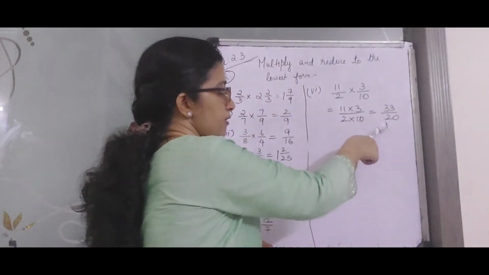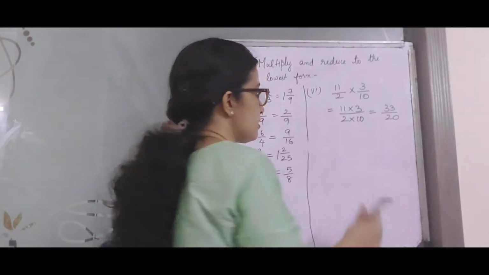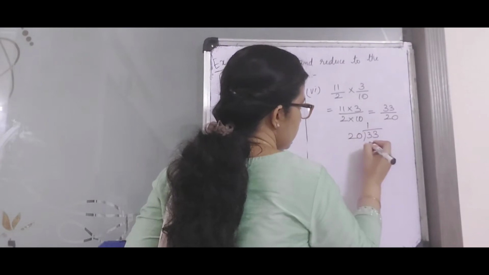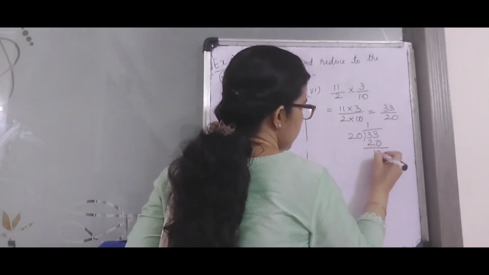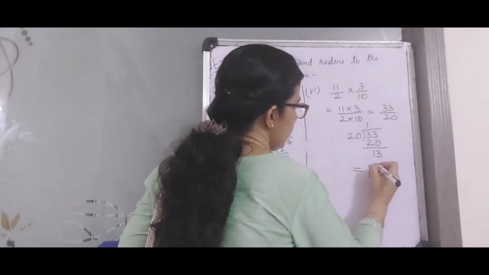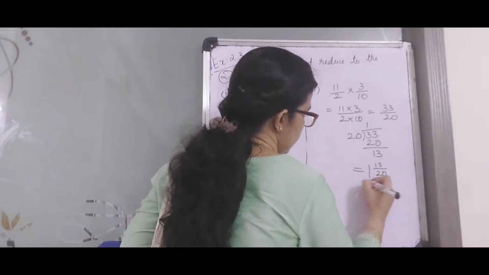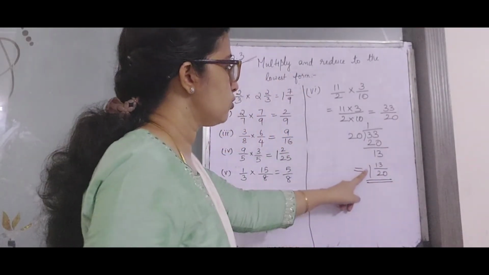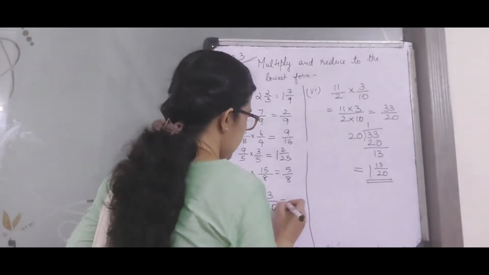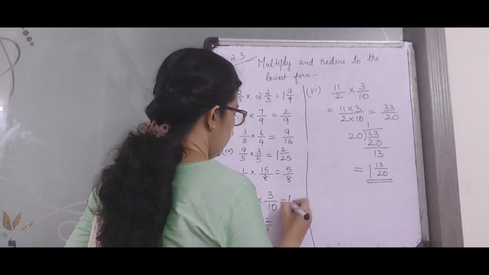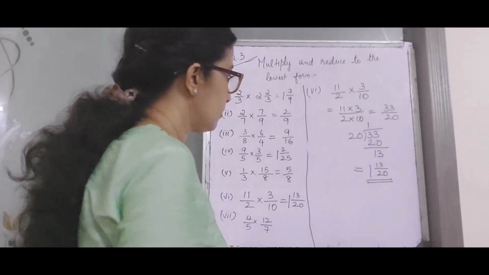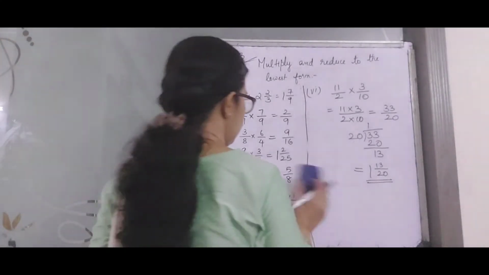Okay. So this is an improper fraction. So it can be converted to a mixed fraction. So 33 by 20. 1 20 is 20. 13. Correct? So 33 by 20 can be written as 1 13 by 20. Okay? Quotient into remainder by divisor. 1 13 by 20. So this answer for the sixth problem is 1 13 by 20. Clear? Now let's go into the seventh question.